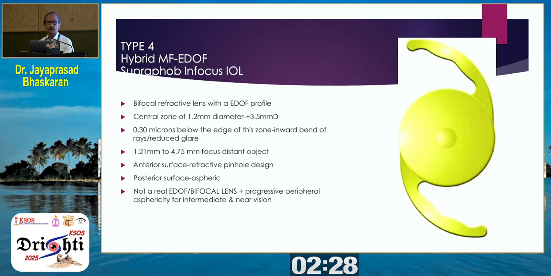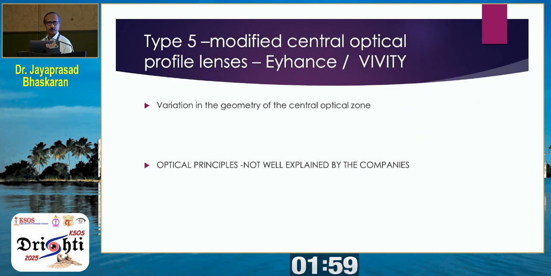Then in India from Appasamy Associates, we had this hybrid multifocal EDOF combination, where this is essentially a bifocal refractive lens with an EDOF profile. The central zone of 1.2 diopters has a plus 3.5 diopter addition. So you have got a small bubble in the center. If you see the lens, you will identify. The posterior surface is aspheric. So George Elio says it's not a real EDOF lens, but it gives good clinical results in my hands. I do use Indian lenses.